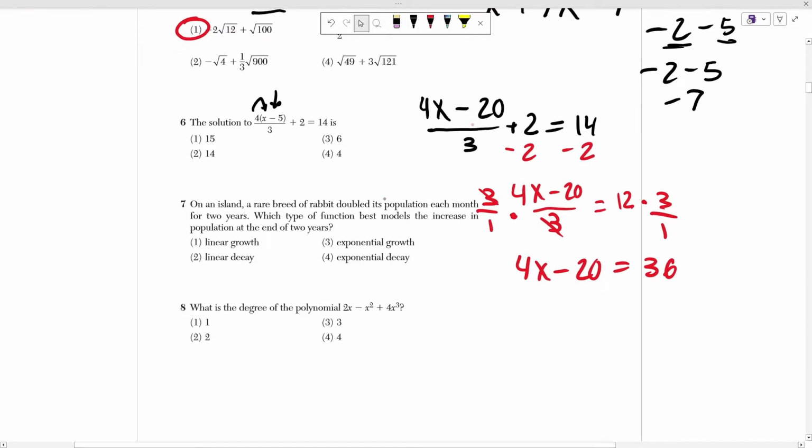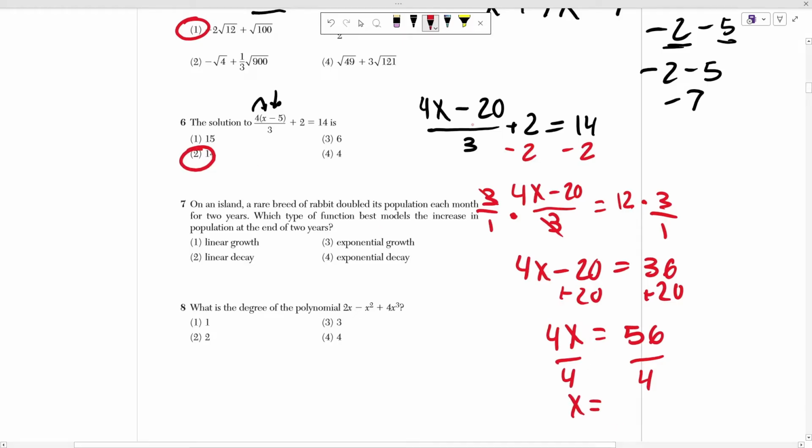So my next step is to add 20 on both sides, okay? And I get 4x is equal to 56, okay? Now I want x on its own, so I'm going to divide both sides by 4, right? And I'm going to get x is equal to 14, okay? Remember, in order to get rid of this denominator, multiply both sides by that denominator over 1. That's the trick, because then it cancels it out, okay?